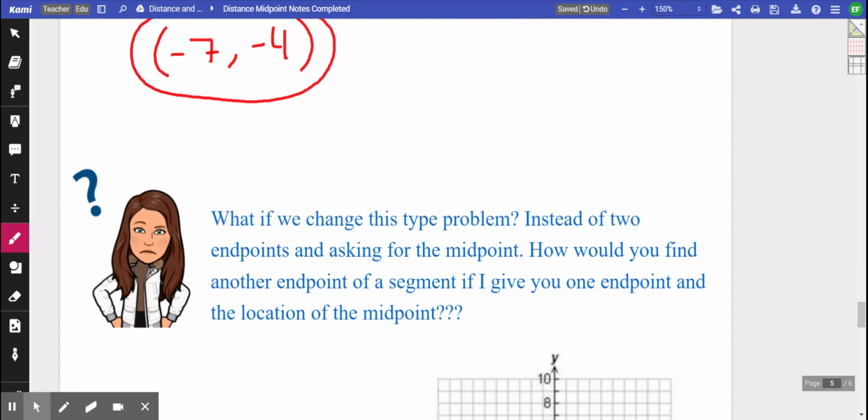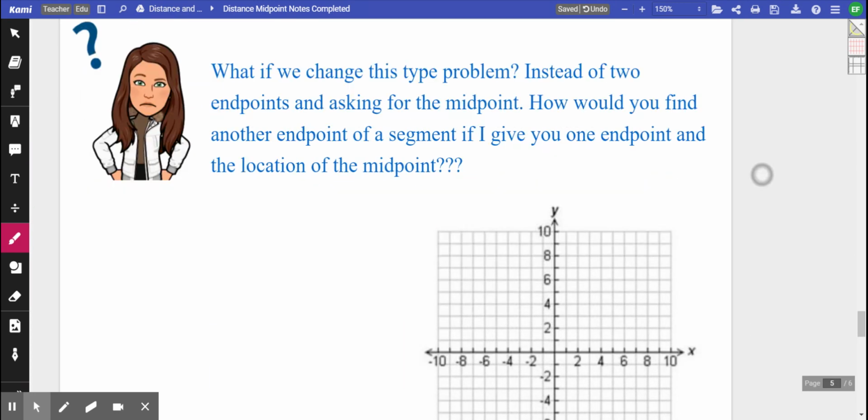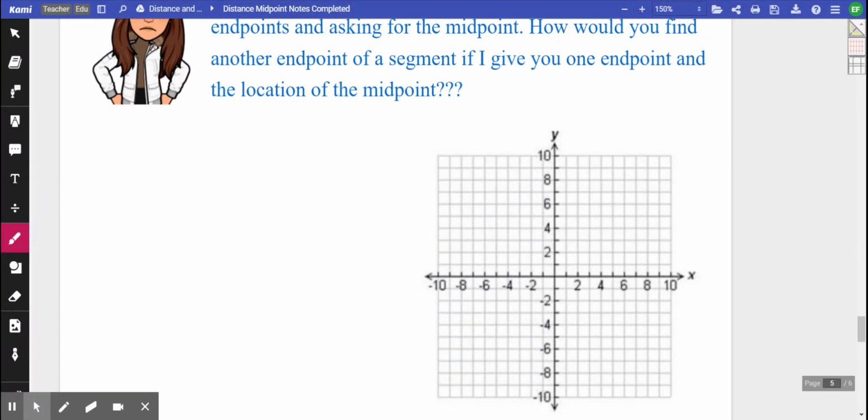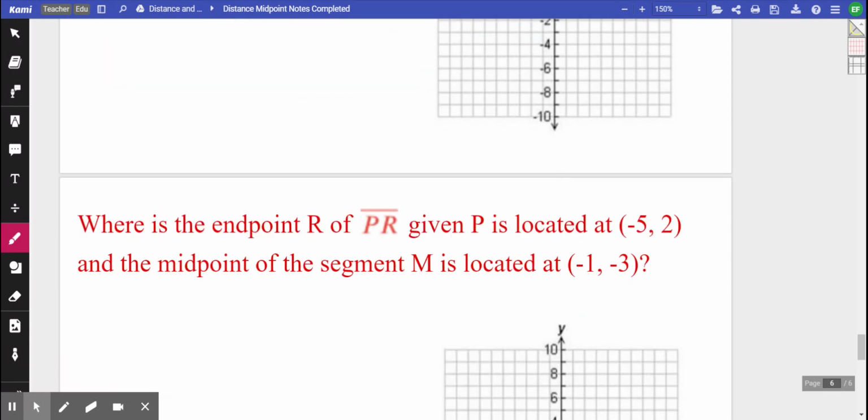So what if we change this type of problem? Instead of 2 endpoints or asking for a midpoint, what if I gave you an endpoint and the midpoint and asked you to find the location of the other endpoint? So we'd have to think about that on a coordinate plane, right? We would have to figure out, kind of like what I did in the last example, how do we get from one endpoint to the midpoint and then do the exact same thing again to get from the midpoint to where the other endpoint will be? So let's take a look.